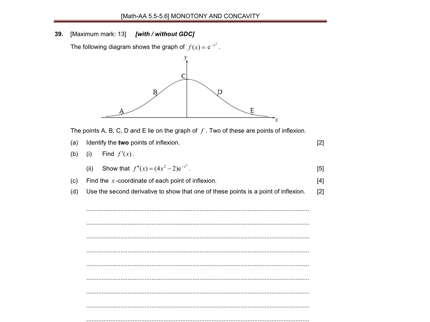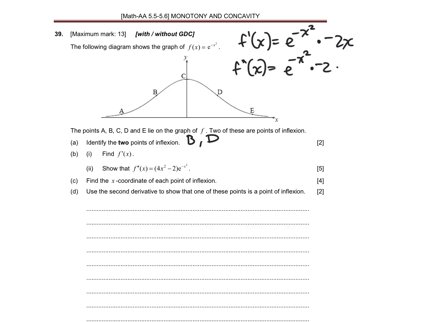All right, 39. The following diagram shows the graph of f. Points lie on the graph of f. Two of these are points of inflection. That's going to be B and D. Find the derivative. So the derivative of e is itself, and then chain rule. Show that the second derivative is that. So we're going to have the first times the derivative of the second plus the derivative of the first times the second.